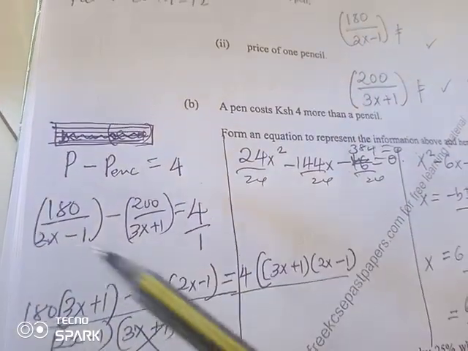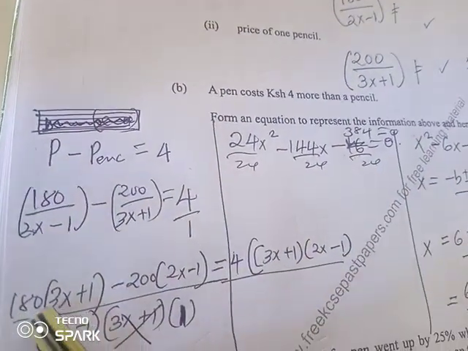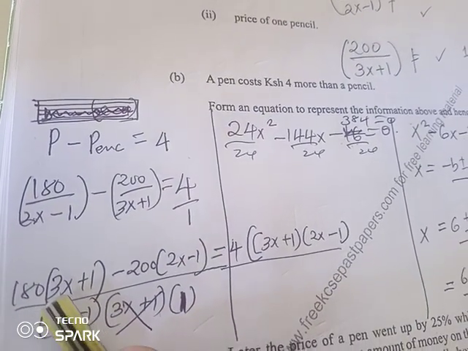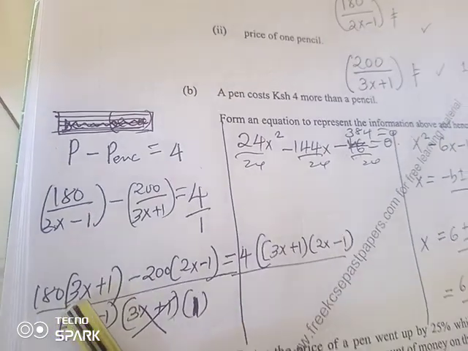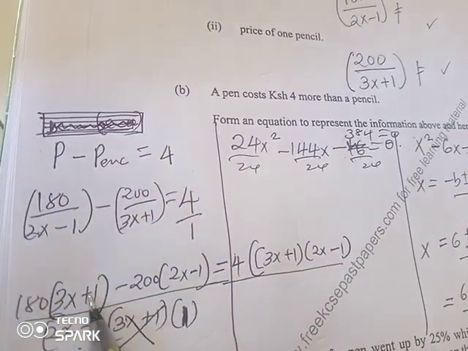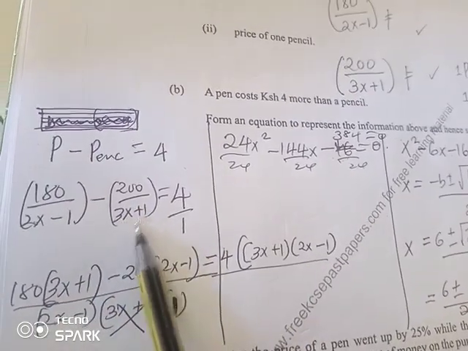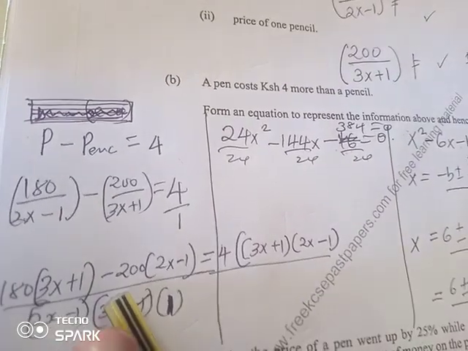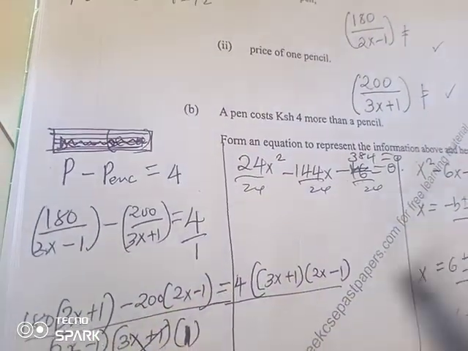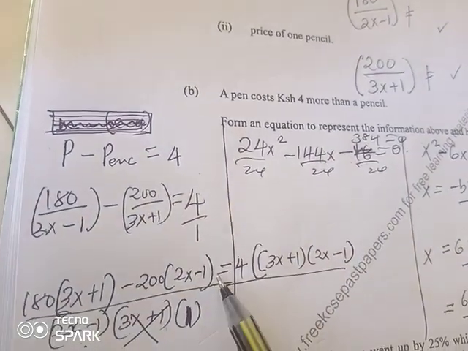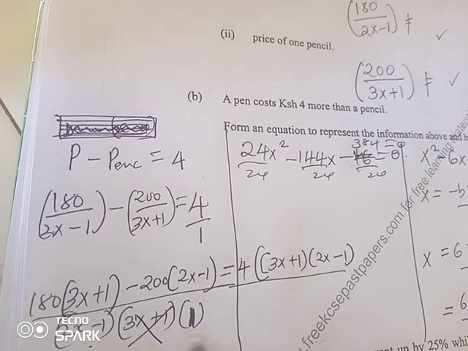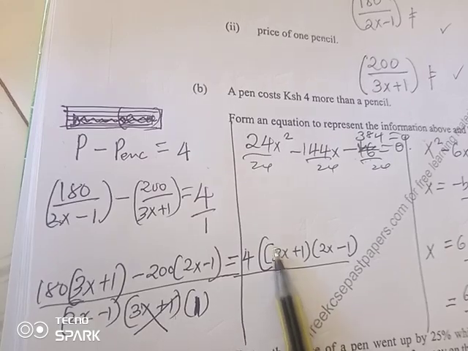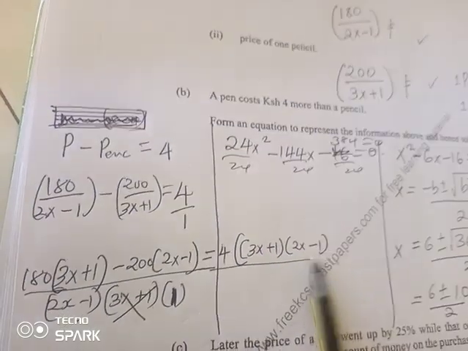So comparing 2x minus 1, like I always say, we block it. The quotient therefore becomes 3x plus 1 times 1, multiplied by the numerator 180. Going the same, 3x plus 1 goes here, you block it. It goes 2x minus 1 times 1. So of course, we shall multiply by the numerator 200. While the 1 for 4 shall go with the product of the denominators, that is 4 into 3x plus 1 times 2x minus 1.